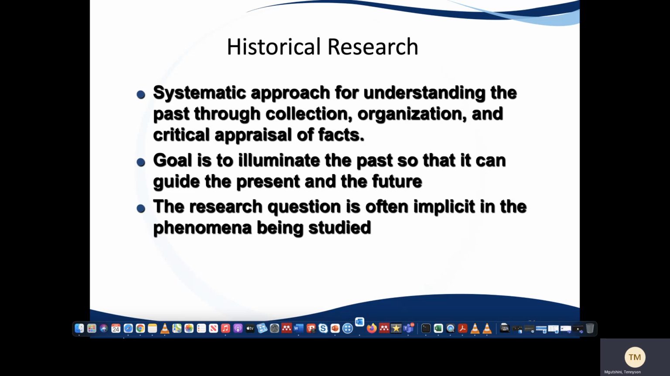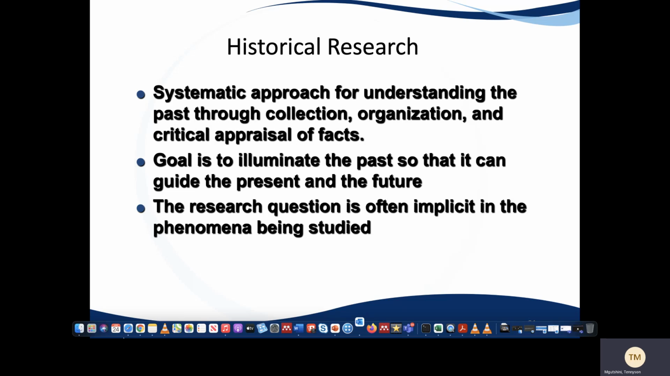And then finally, the very, very last tradition that we look at is historical research. It's another form of qualitative research, but this is a systematic approach for understanding the past through you collecting, organizing, and critically appraising the facts that relate to historical events.